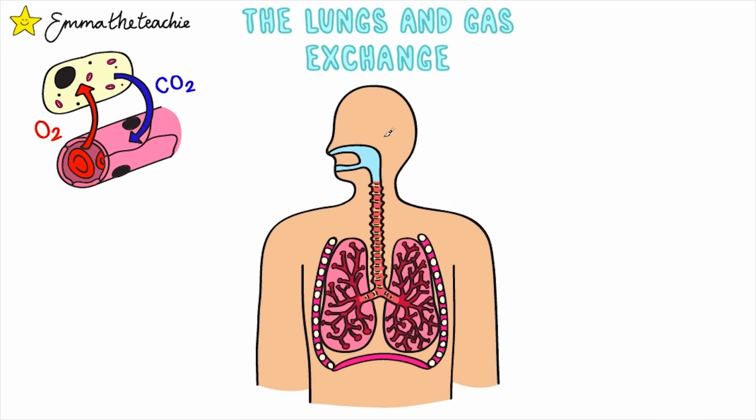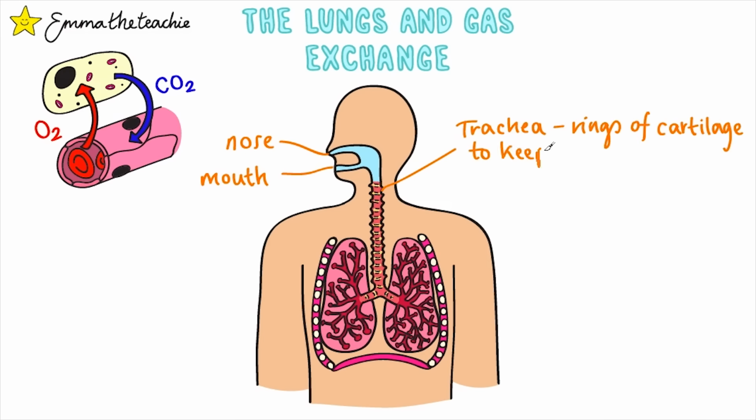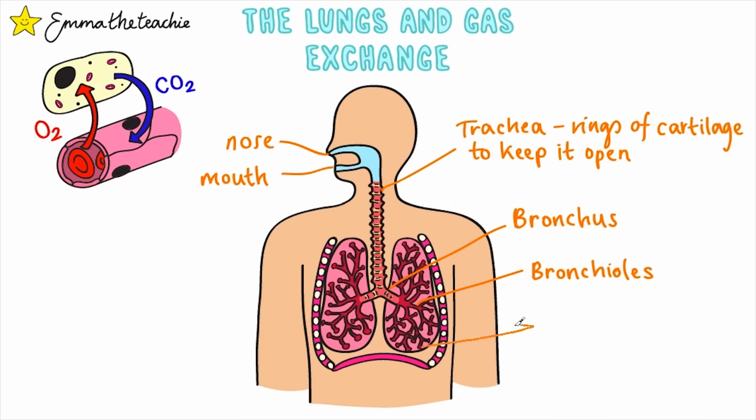Why not pause and see how many parts you can already name? Well, up here we have the nose and the mouth, and those bring air into the body. And then here we have the trachea or the windpipe. This has rings of cartilage to keep it open. It then branches into the bronchi, or bronchus for singular, which then itself branches into bronchioles. At the end of the bronchioles, we've got tiny little air sacs called the alveoli. We'll look at these more in a second.